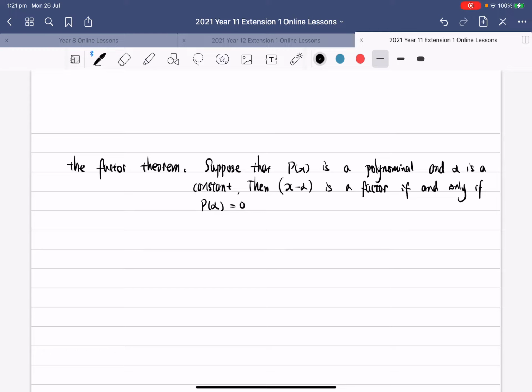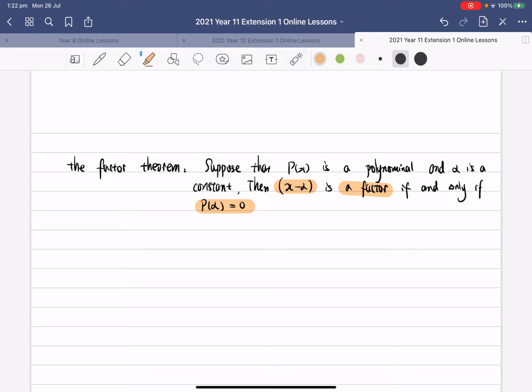All right, so what this is really telling you is that x minus alpha is going to be a factor if p of alpha is equal to 0. So if the remainder is equal to 0, then x minus alpha becomes a factor of the polynomial expression or the equation. And that makes sense, right? If we can completely divide a polynomial function by another function, then that function itself becomes a factor of the polynomial.